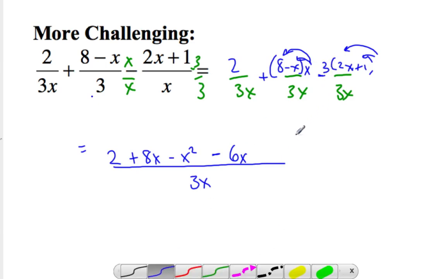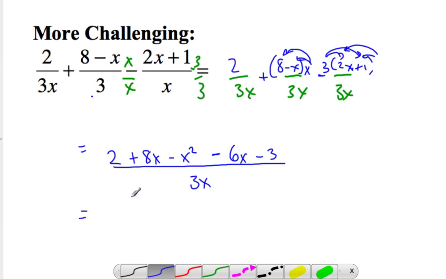So what we've done is minus 3 times 2x is minus 6x. And now minus 3 times 1 is minus 3. So we have to distribute the negative sign as well. That is a common mistake. Be careful with your positives and negatives.